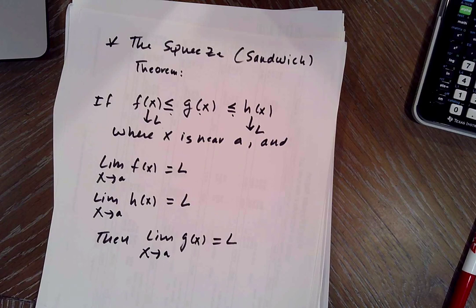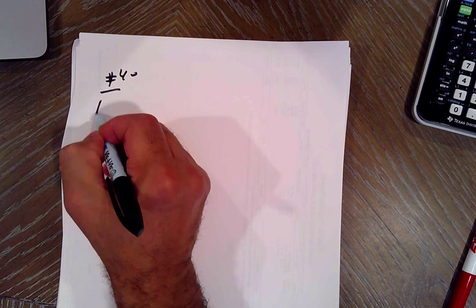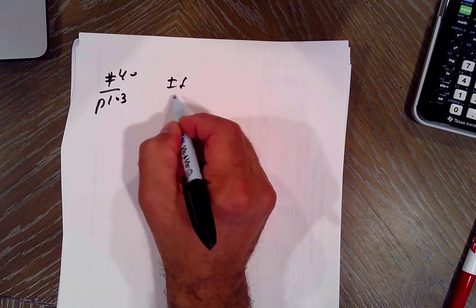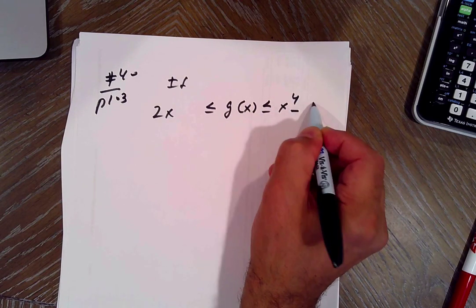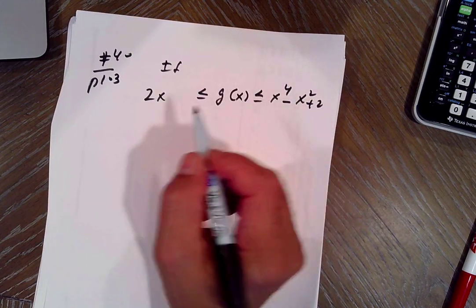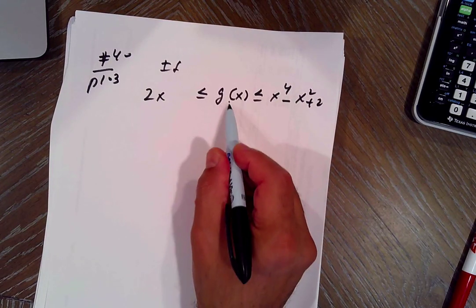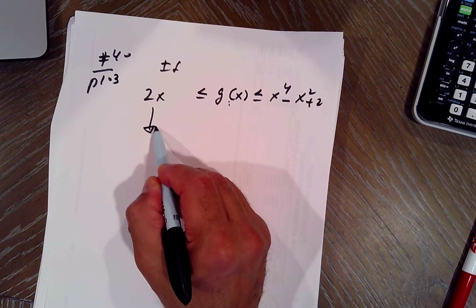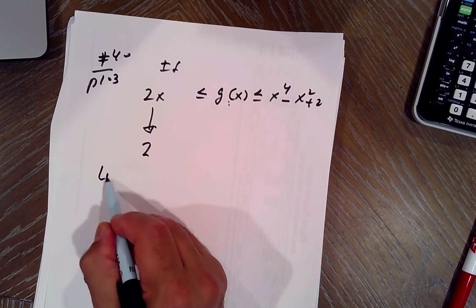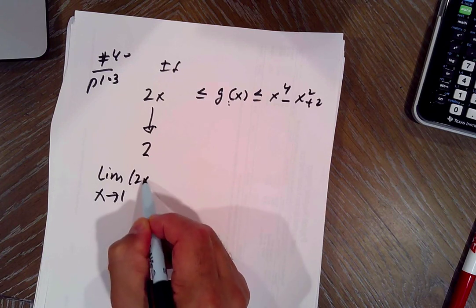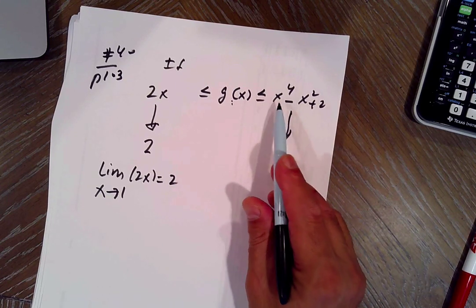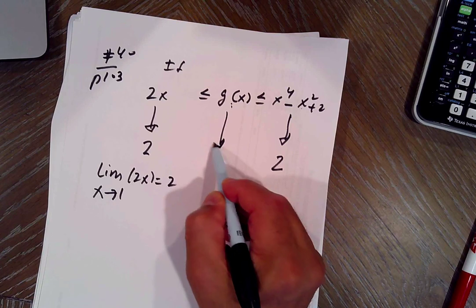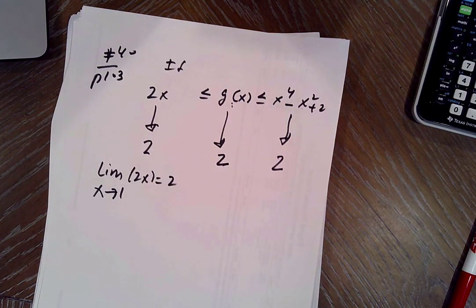And an example about this, number 40, page 103. If 2x is less than or equal to g of x, which is less than or equal to x to the fourth minus x squared plus 2. You see, we don't know what g of x is for all x. Then what's the limit of g of x? Well, we're doing the limit as x goes to 1 of 2x. It's 2. And this goes to 1 minus 1 plus 2, which is 2. So g of x must go to 2. Okay, as simple as that.